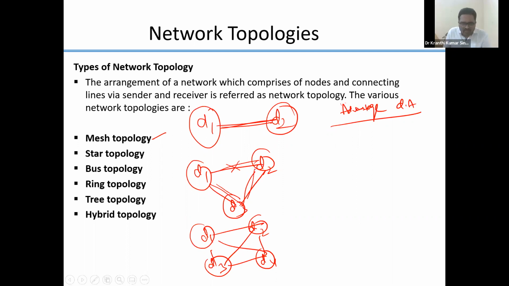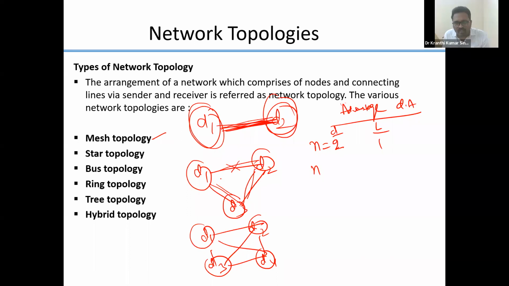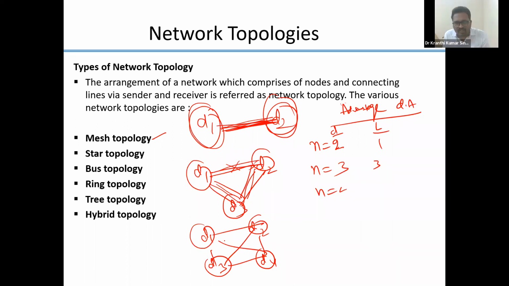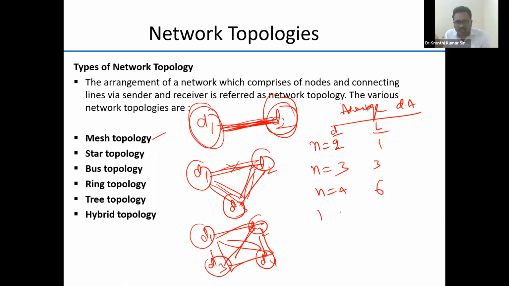So, for example, in this context, if n equals 2 devices, how many links do I need in mesh topology? One, sir. One. When n equals 3, how many links? Three, sir. Three. When n equals 4, how many links? Six, sir. Six. When n equals 5, how many links?